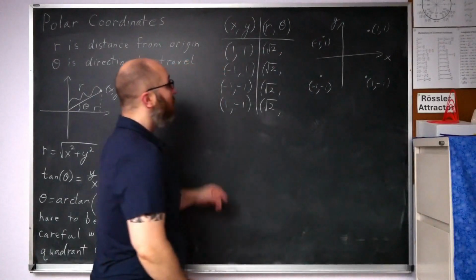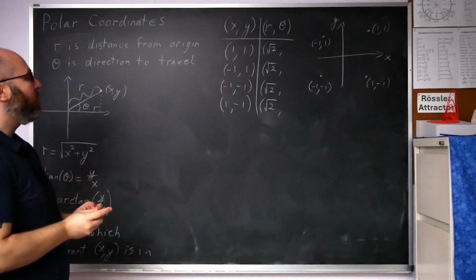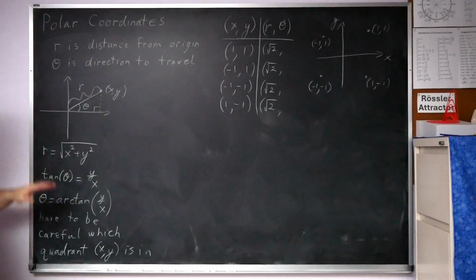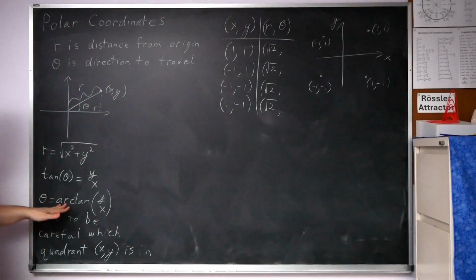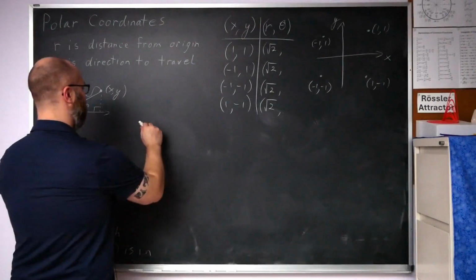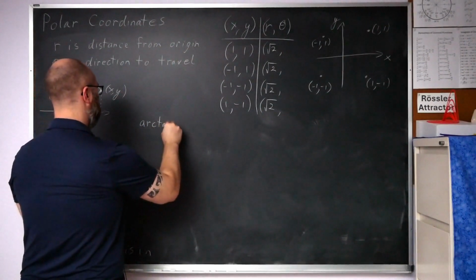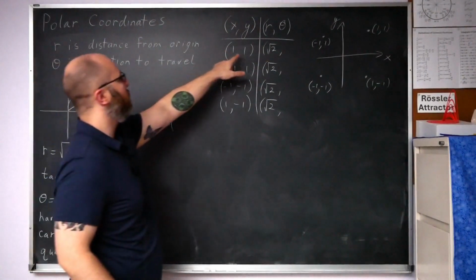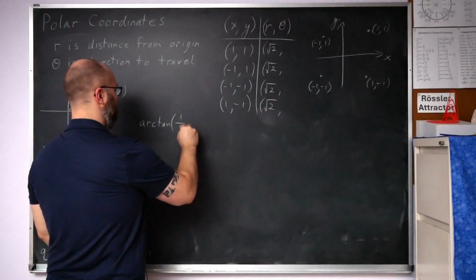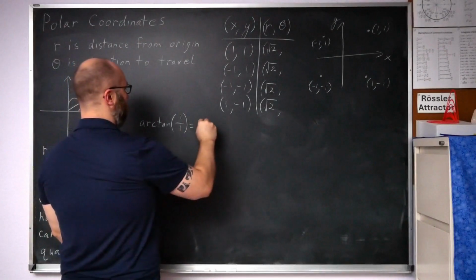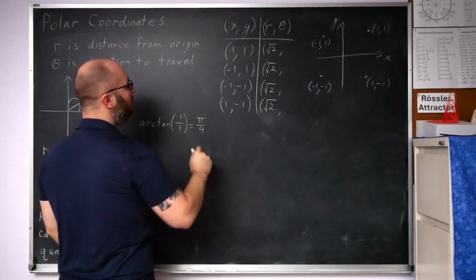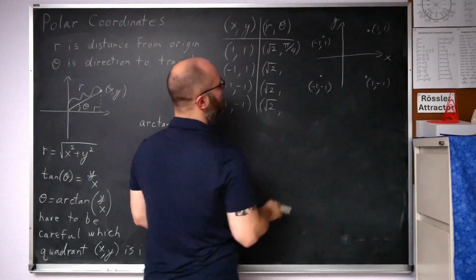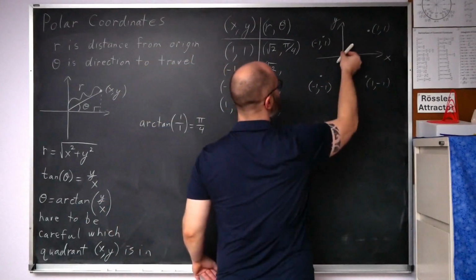Okay. Then for the angles, well, what if we go ahead and use our formula? We can kind of just eyeball the answers. But what if we use our formula? Well, if I take the arctan of, we have y over x here, so in the first one it's 1 over 1. That ends up being pi over 4. So here we get pi over 4. And that looks right. That's angle pi over 4, 45 degrees.